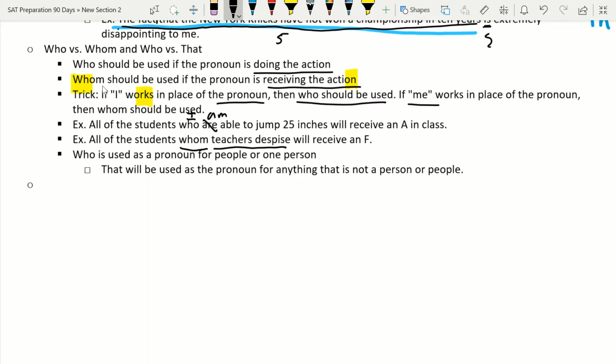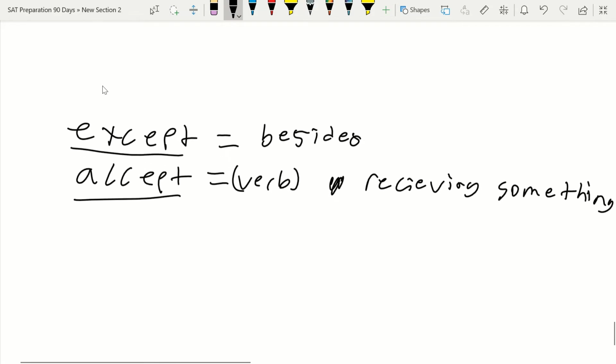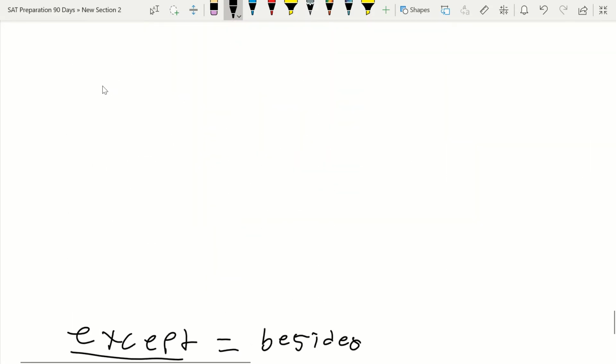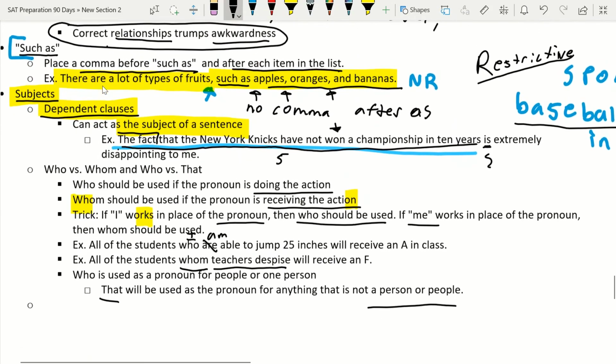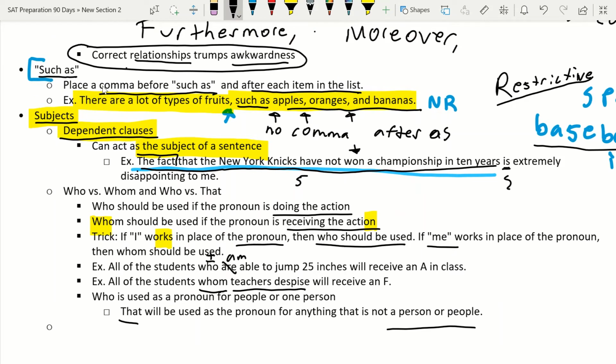Next, we have who is used as a pronoun for people or one person, and that is the pronoun that'll be used for anything that's not a person or people. So that's just another quick side note. That one's pretty obvious, but I wanted to put it there anyways. And then we just have another thing dealing with homophones down there, but we really covered a lot with homophones. So that takes us through the SAT writing grammar rules I have for you today.